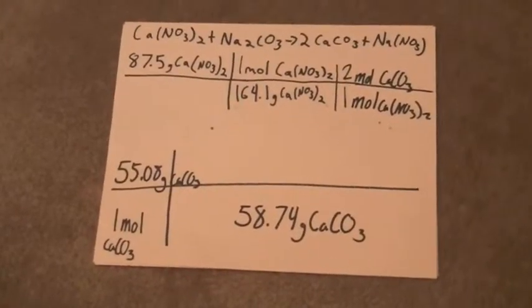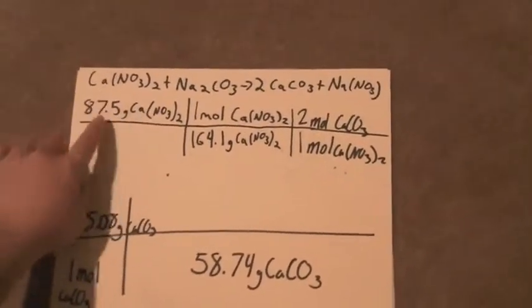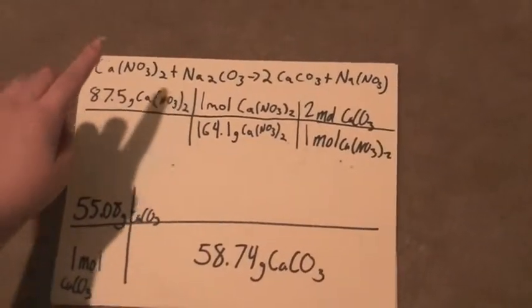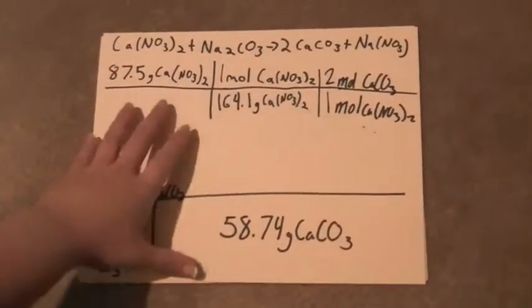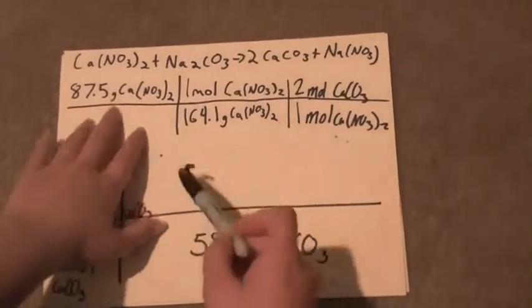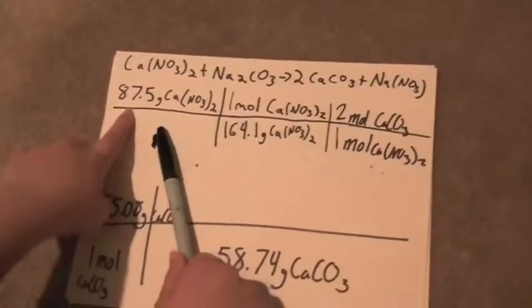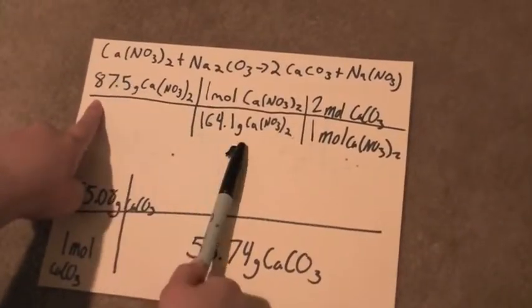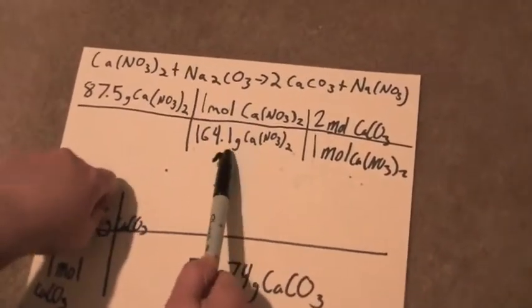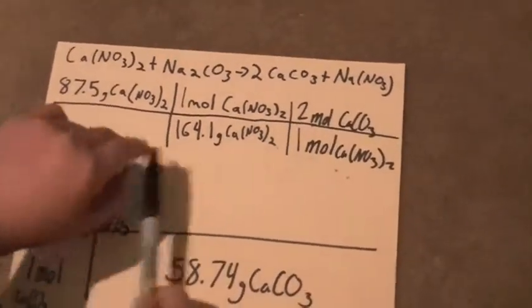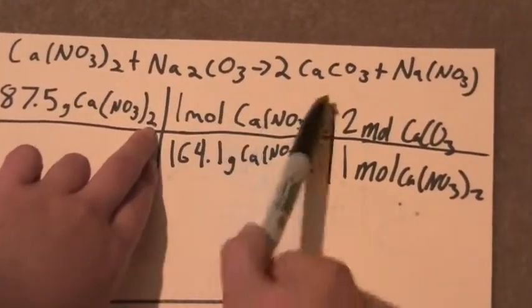And so what's going on here is that they gave us this number, the 87.5 grams of CaNO3 parentheses 2. And that's what they give you, that's like the starting reactant. And then you have to find the molar mass, like we talked about earlier, and put it here, because the grams have to go across. And so the 164.1 is the molar mass of this. And that's equal to 1 mole of the same substance.